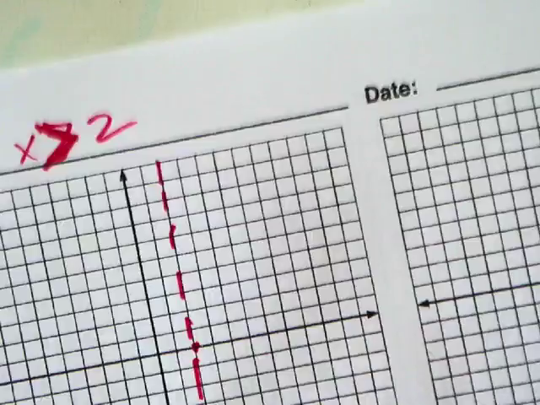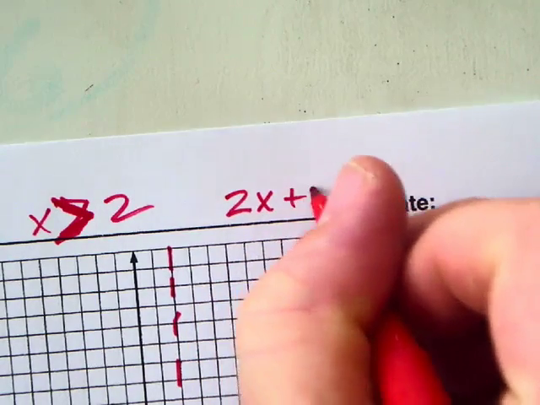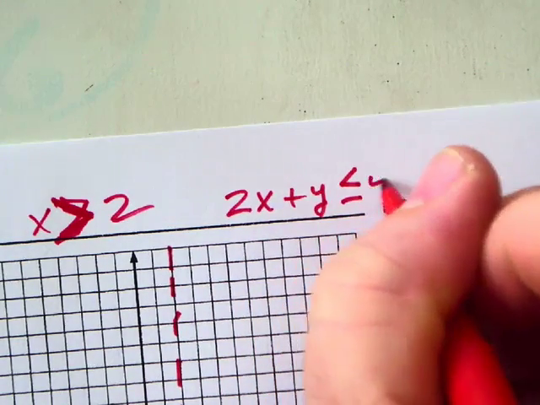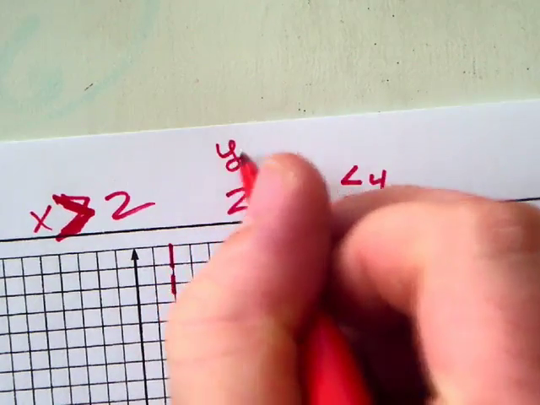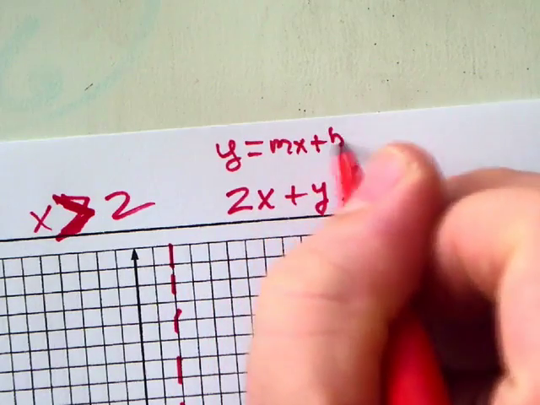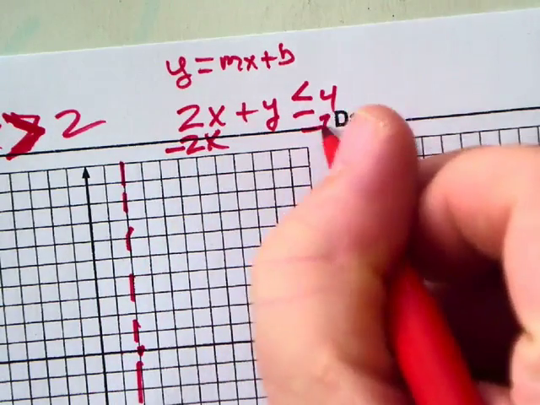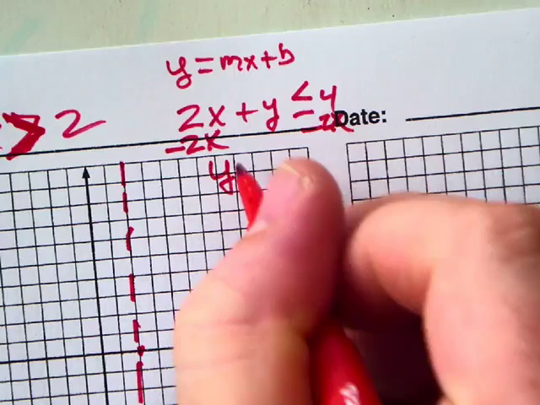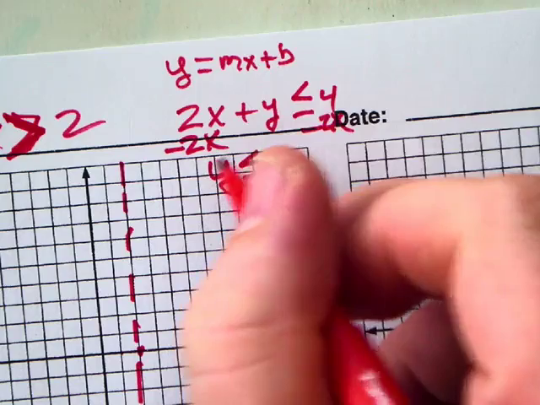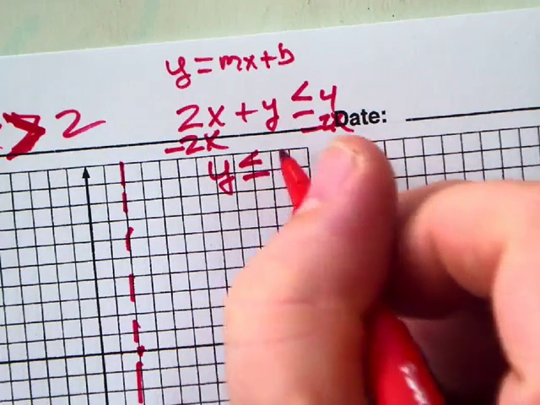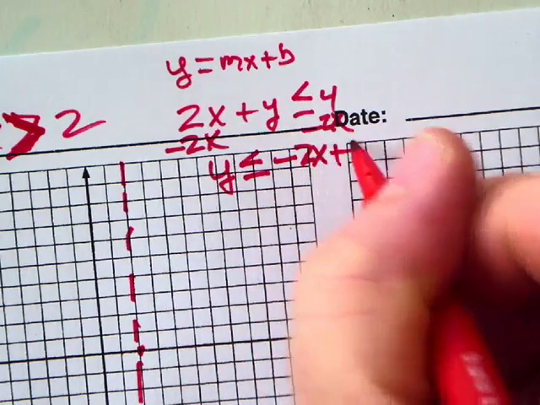The next part of number 1 says 2x plus y is less than or equal to 4. Now we need to get y all by itself, so it follows the y equals mx plus b layout that we're familiar with. So we're going to subtract 2x, and we're left with y is less than or equal to. I don't need to change the direction of the sign because we're only subtracting. That's only when you multiply or divide by a negative. y is less than or equal to negative 2x plus 4.